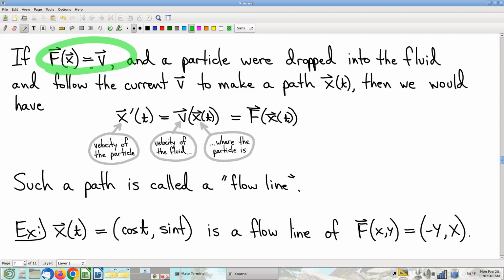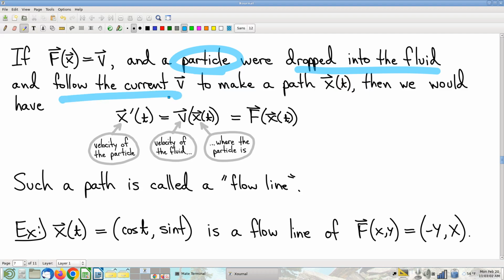What would happen if you were to take a particle and drop it into the fluid? And I'm thinking of a lightweight particle that doesn't have inertia to speak of. Short version, I want to say it does exactly what the fluid tells it to do. If you drop a leaf on the surface of a river, it doesn't resist the river; it just goes along with the river. Everybody buy it? Okay. All right.